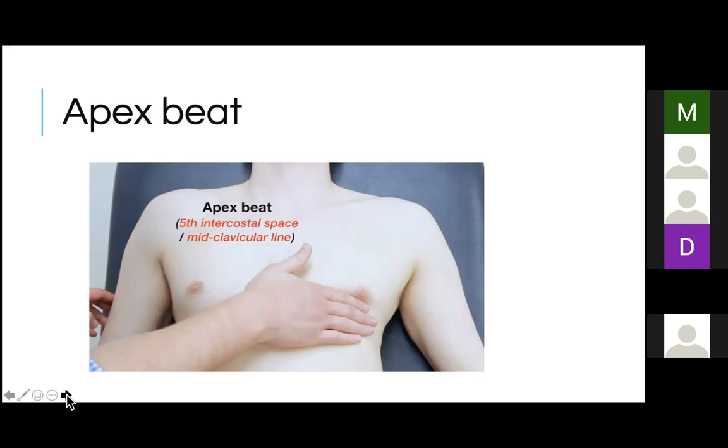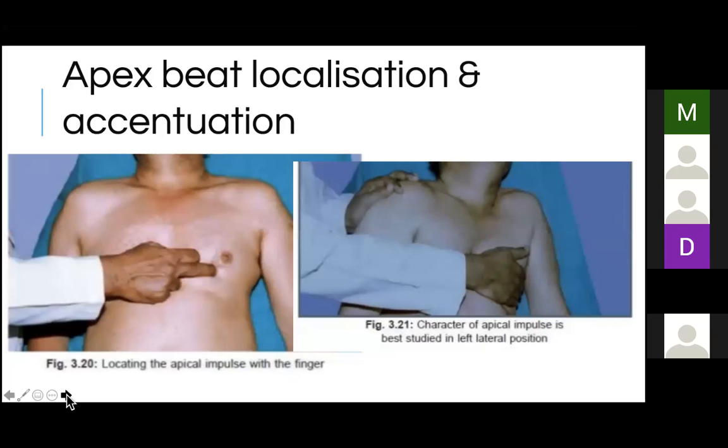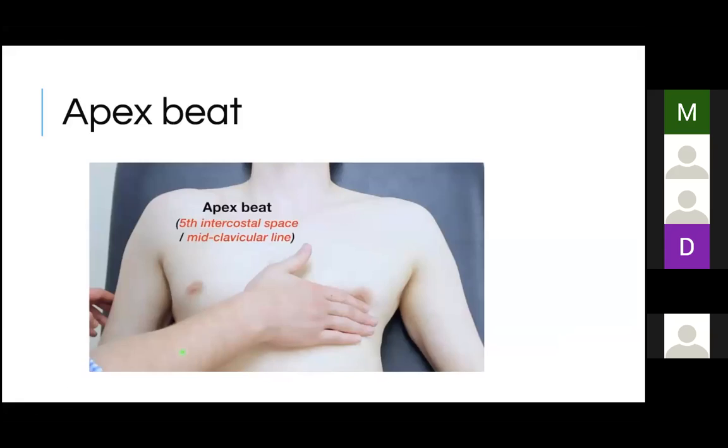A tip for trying to accentuate the apex beat is to ask the patient to turn over onto their left lateral if they can, and then you'll be able to pinpoint its location better. And then just in terms of the use of the apex beat, it correlates with the left ventricular contraction. And so it basically provides an indication of the left ventricular function.